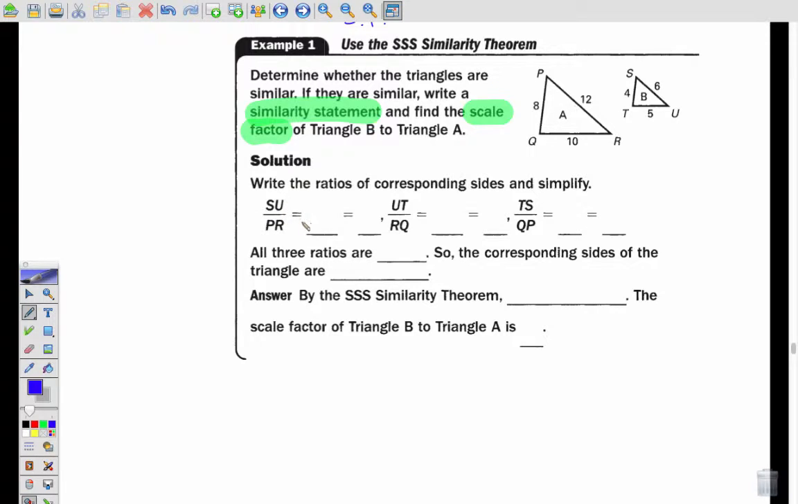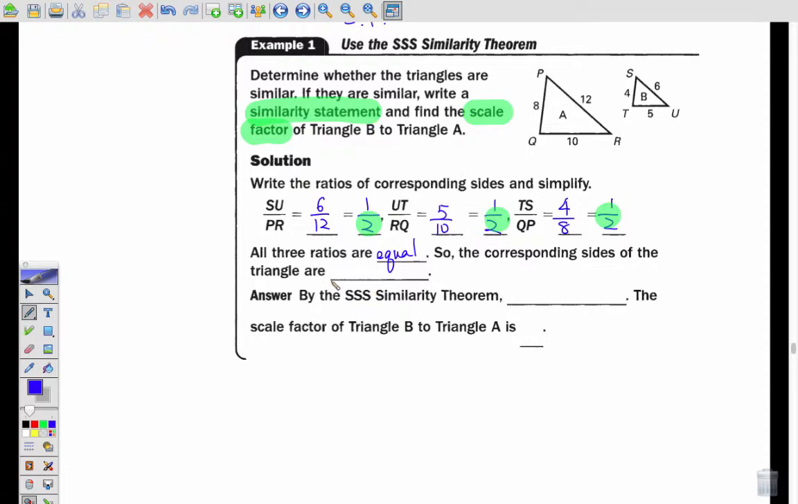So SU is 6, PR is 12. If I simplify that, reduce that, I would have 1/2. And UT is 5 and RQ is 10. And if I divide it by 5, I also have 1/2. And TS is 4, QP is 8. Again, I have 1/2. Voila, look what do I have. All three are 1/2. So because of that, all the ratios are equal.